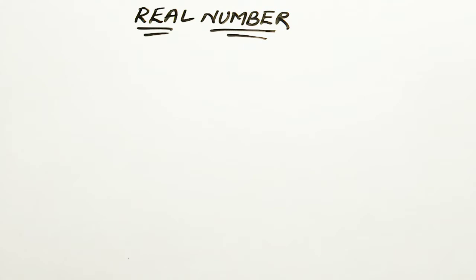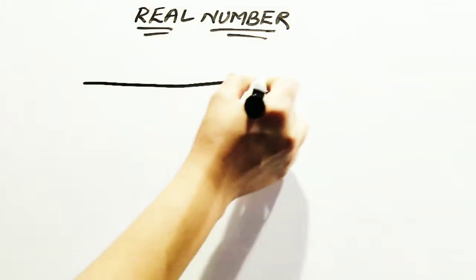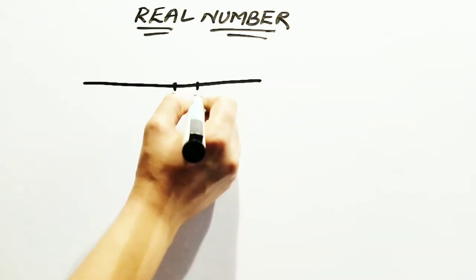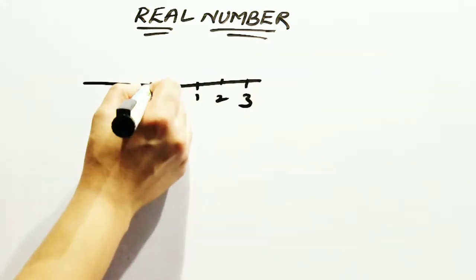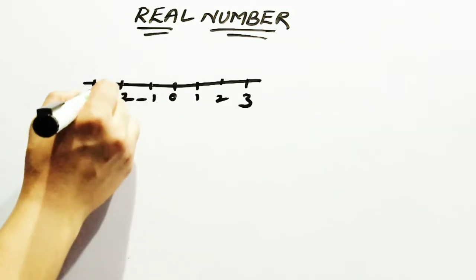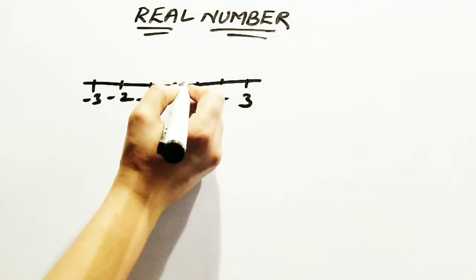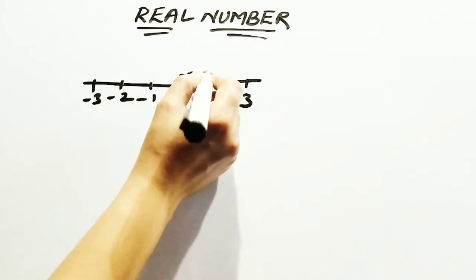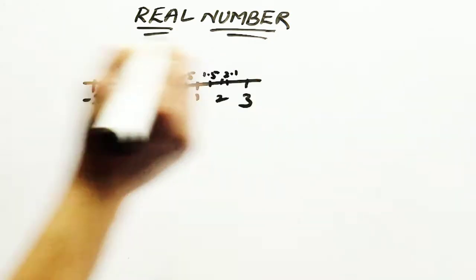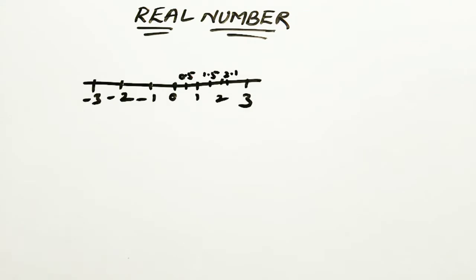Today we are going to discuss real numbers. What is a real number? A real number is nothing but a combination of rational numbers and irrational numbers. How will you represent a real number on your number line? Suppose this is your number line: 0, 1, 2, 3, -1, -2, -3. Real number means real values you are going to take. You can take 0.5, 1.5, and here you can take 2.1. These are the real values you can see in real life applications.